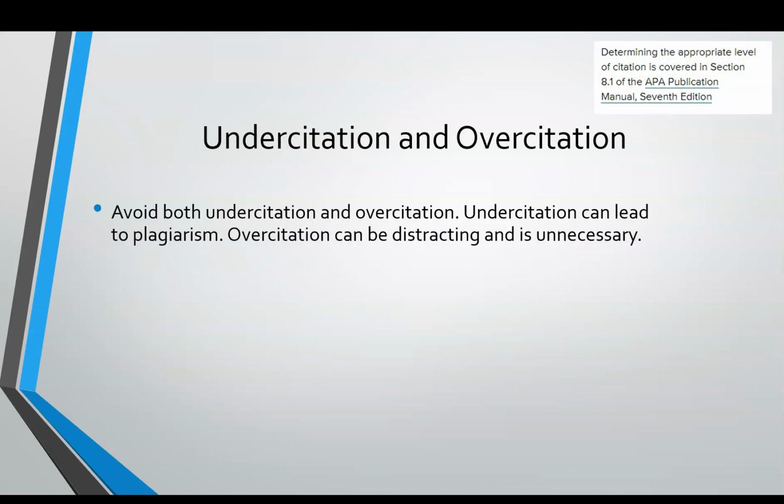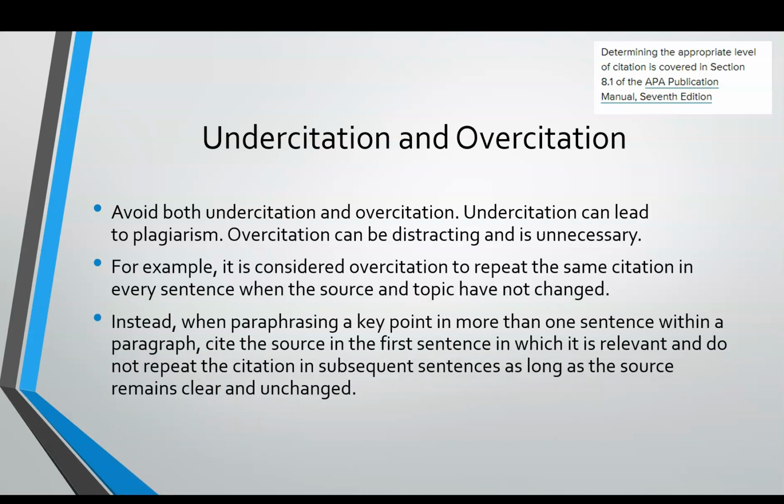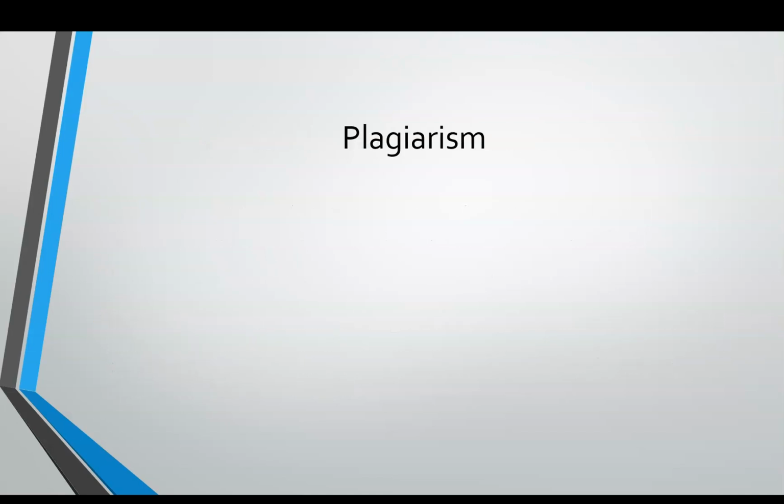Avoid both under-citation and over-citation. Under-citation can lead to plagiarism. Over-citation can be distracting and is unnecessary. For example, it is considered over-citation to repeat the same citation in every sentence when the source and topic have not changed. Instead, when paraphrasing a key point in more than one sentence within a paragraph, cite the source in the first sentence in which it is relevant and do not repeat the citation in subsequent sentences as long as the source remains clear and unchanged.